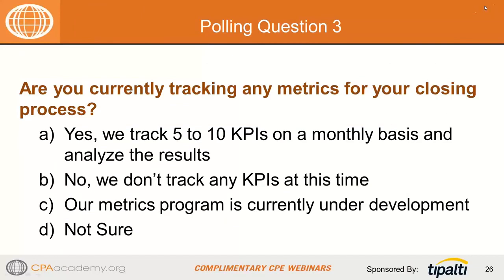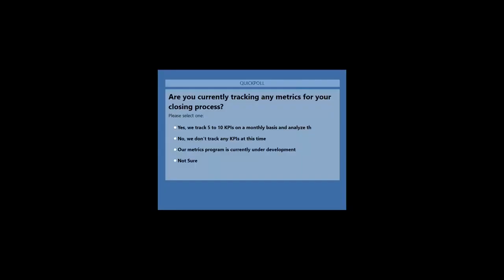All right, and we have polling question 3, which is, are you currently tracking any metrics for your closing process? And the answers are A, yes, we track 5 to 10 KPIs on a monthly basis and analyze the results. B, no, we don't track any KPIs at this time. And number C, our metrics program is currently under development, and D is not sure. All right, so let's take a look at how those answers are coming in.